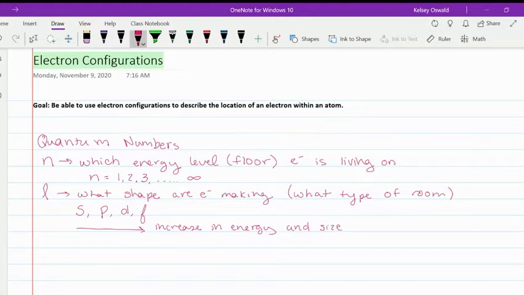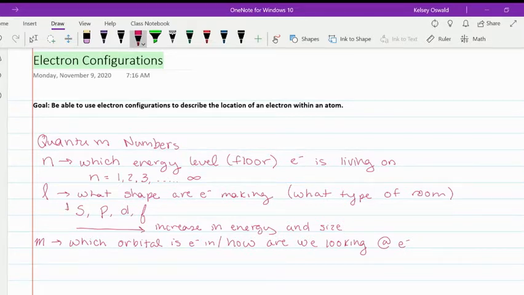Okay? So then once we know what shape our electrons are making, we have to look and see which orbital exactly our electron is in. Or if we think again back to that apartment or dorm analogy, we can think, what bed is our electron living in? The other thing we look at is how we are looking at our electron. So here we need to think about how many different ways there are to look at the different shapes we talked about in our sublevels.